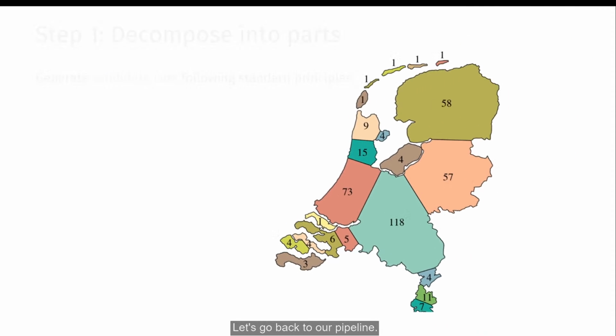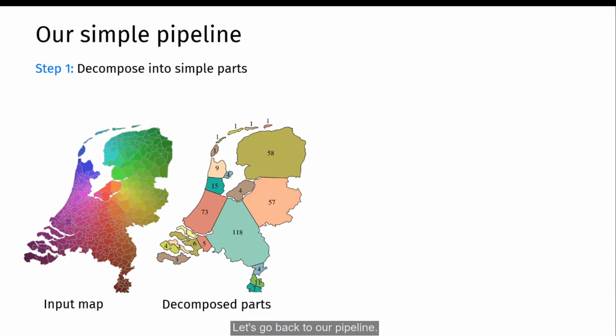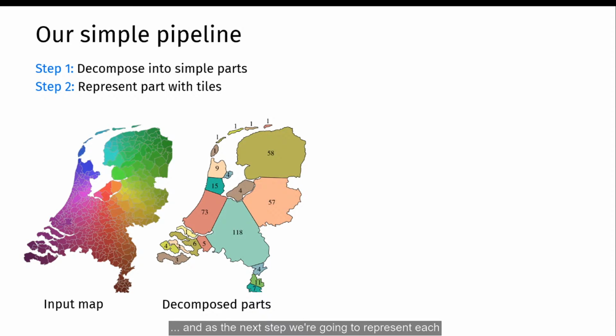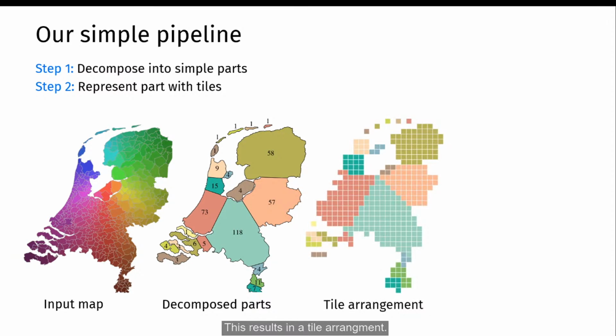We repeat this process for every component separately and include how many points are in each part. I'll go back to our pipeline. So we've now decomposed our input map into simple parts, and as the next step, we're going to represent each part with the correct number of tiles, while maintaining the contiguity and the global shape. This results in a tile arrangement.